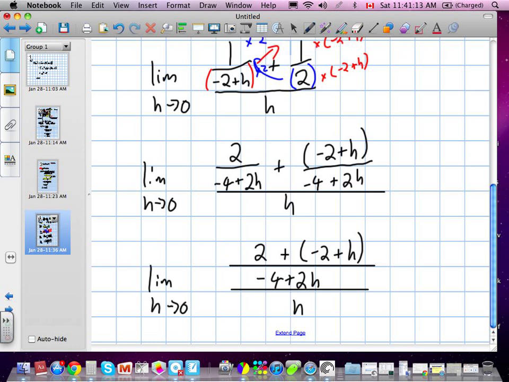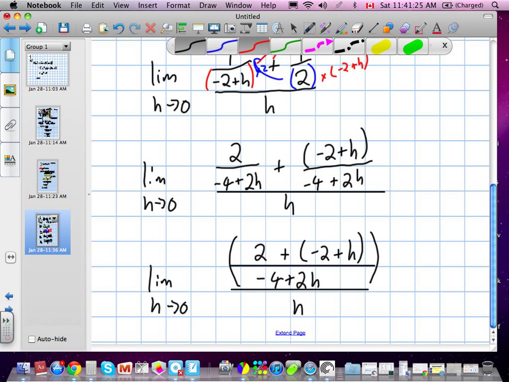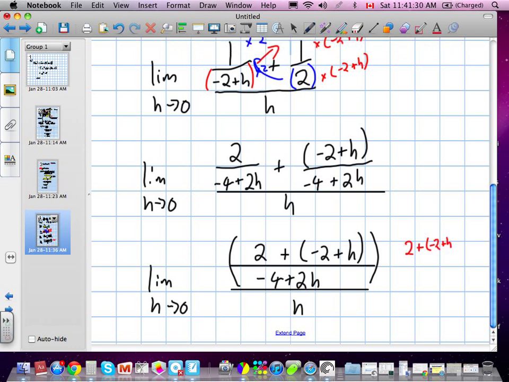Okay? So what we're going to do is I'm going to rewrite this. What this also would look like is 2 plus -2 plus h divided by -4 plus 2h, divided by h. Okay? Now this is dividing fractions. I don't know if you remember the rule of dividing fractions. Can't you cancel out the 2 on top? Yeah, they're eventually going to go.